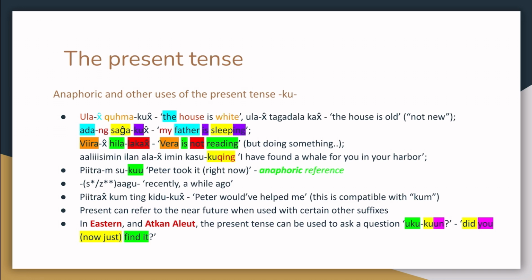Again, you're doing this ku. So basically, if you're referring to a specific object or person, most of the time you're going to use ku at the end of the verb, and then you'll use lakach. So for example below, vira, ha. The ha in this sentence, you can't say the vira, but ha, it's referring to vira here. And then hila means to read, and then lakach, vira is not reading at this moment.